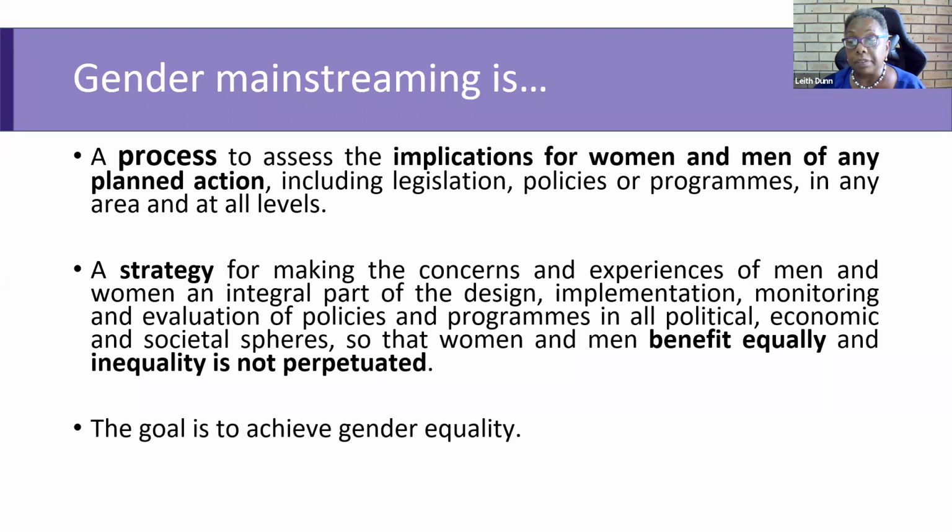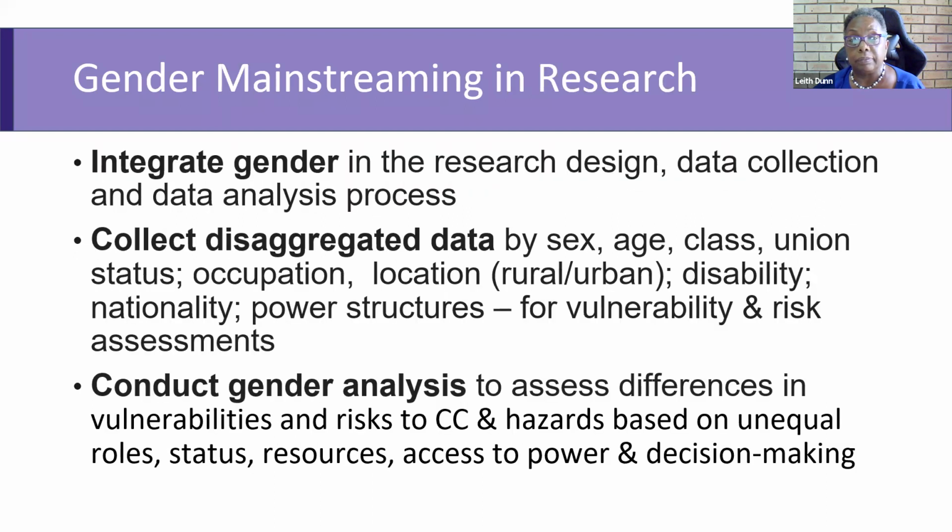I'm assuming that we're coming from different disciplines, so I just want to briefly explain what gender mainstreaming is. It's a process, and we look at the implications for men and women of any planned action, including legislation, policies, and programs at all levels. But it's also a strategy to make the concerns and experiences of population groups integral in the design, implementation, monitoring, and evaluation of policies and programs. And the aim is to ensure that we benefit everyone and inequality is not perpetuated.